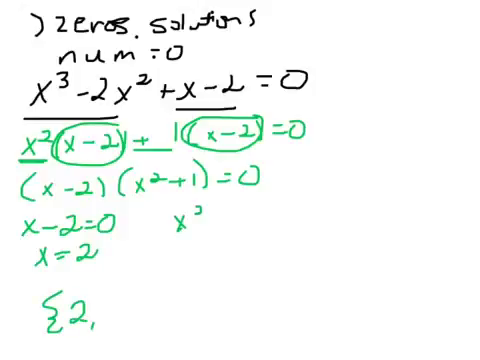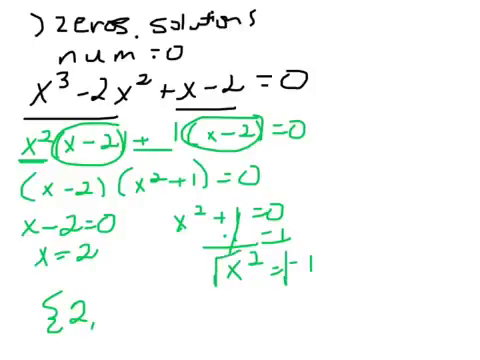And let's look at this other one, x squared plus 1 equals 0. Well, if I subtract 1 from both sides, I get x squared is negative 1. Now, that's not a real number, is it? Because if I square root both sides, I've got the square root of a negative number. So if I'm just thinking about real numbers, my only solution here is 2 for number 27.